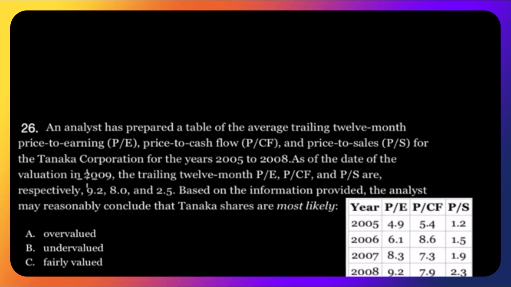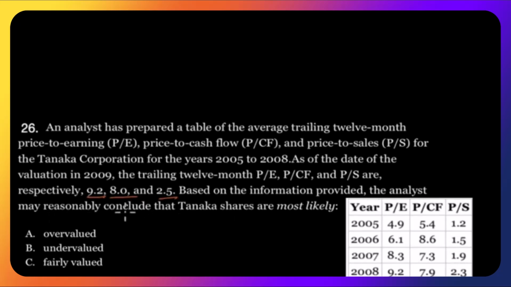As of the date of valuation in 2009, the trailing 12-month PE, price to cash flow, price to sales, are respectively 9.2, 8, and 2.5. So we're now at 9.2, same valuation as 2008 for 2009. 8 on the price to cash flow, so 7.9, 8. The price has increased even more because we're now paying 8 times the cash flow. From 7.9, we're paying even more for the cash flow. And 2.5 on sales. We were paying 2.3 times sales. Now we're paying 2.5 times sales. I say we, but the market.